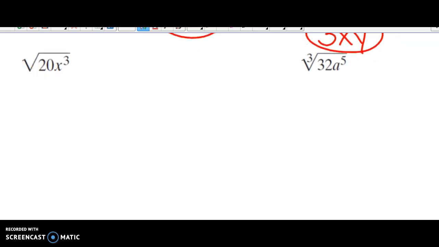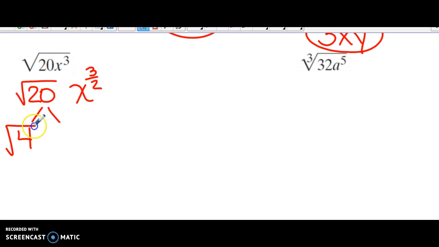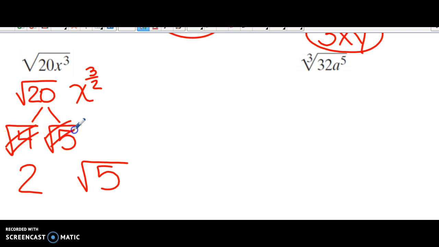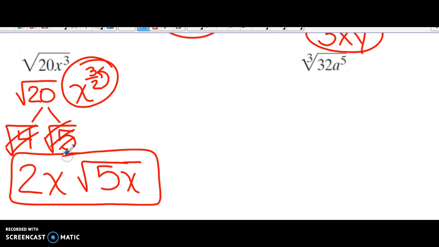All right, so here you've got a square root of 20 and x to the third. This gets a little more complicated. So we're going to take the square root of 20, and then we're going to write x to the 3 over 2. So we've got to find a perfect square that goes into 20. And I think it's going to be a 4. So we're going to factor out 4 and 5. And so this becomes a 2 with a square root of 5. Those are done. And then we've got to deal with this. So how many times does 2 go into 3 evenly? It goes in once, and then there's 1 left over, and it stays under the radical. All right, let's try the next one.